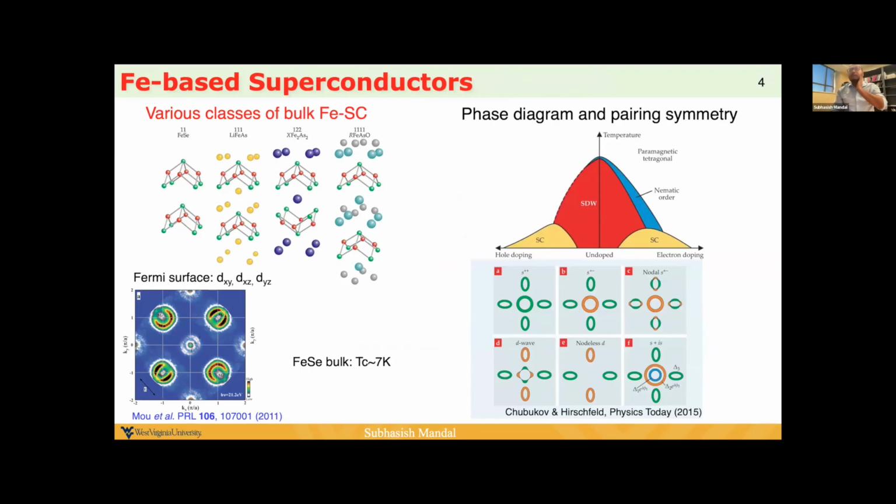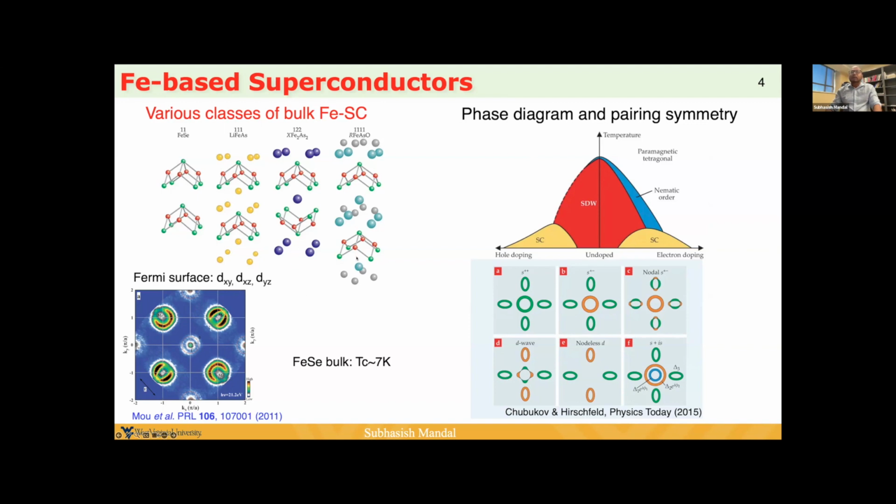About 14, 15 years ago, around 2007 or 8, the iron-based superconductors were discovered. And eventually, in the last 10 years or so, various kinds of bulk iron-based superconductors were synthesized and characterized. The Fermi surface here has an electron pocket and a hole pocket, mostly t2g orbitals. The simplest one is FeSe with Tc around 7 Kelvin. With pressure, it can go up to, say, 30 Kelvin.